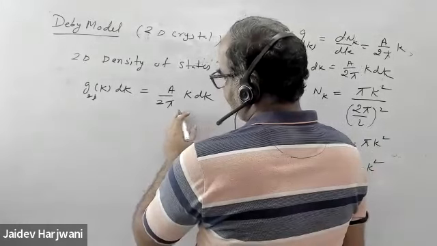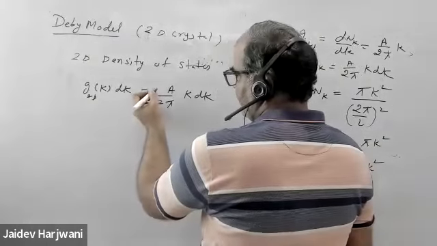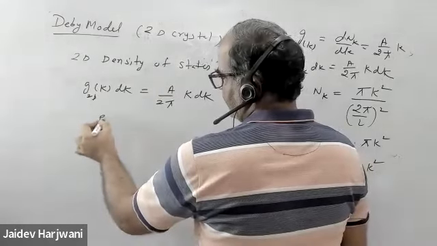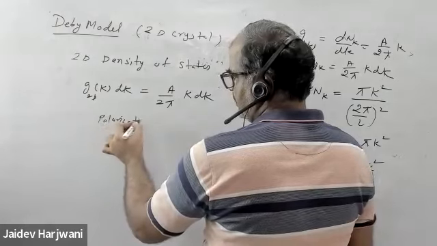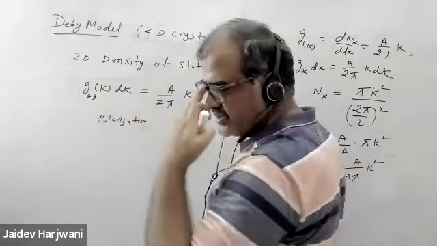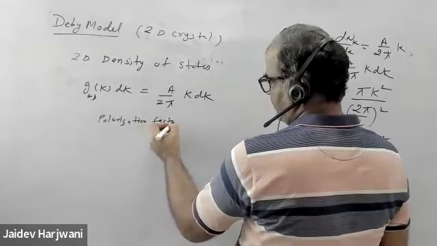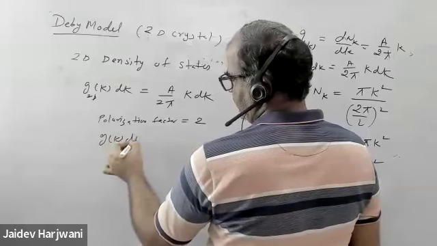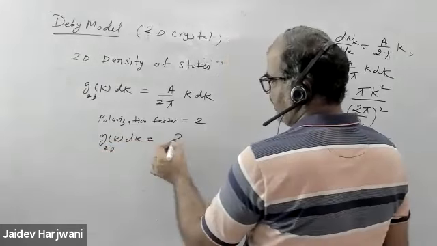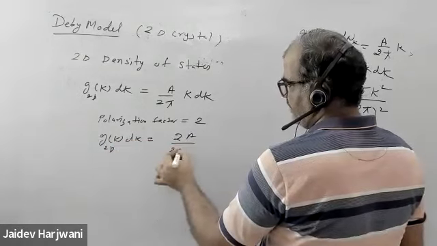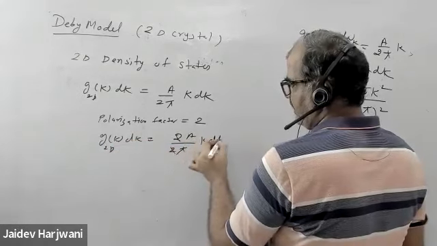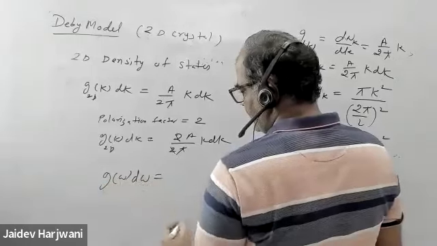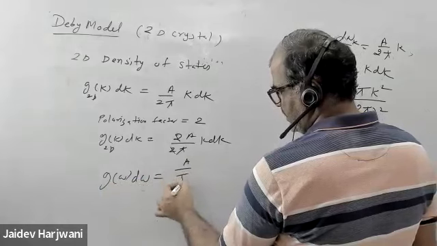Okay. Now what is the polarization factor? 2. Okay, polarization factor. Because it is 2D, there will be 2 branches, so the factor is equal to 2. So g(k) dk for 2D will be what? 2A upon 2 pi, okay, the 2 cancels, k dk. Just convert to frequency: g(omega) d omega, A upon pi.